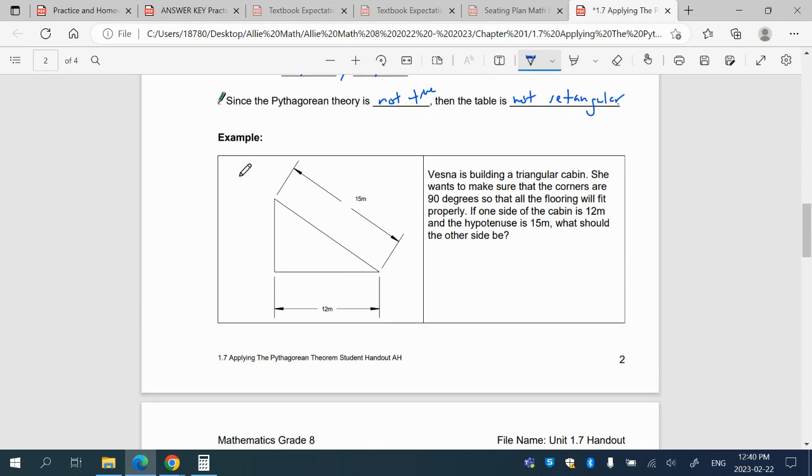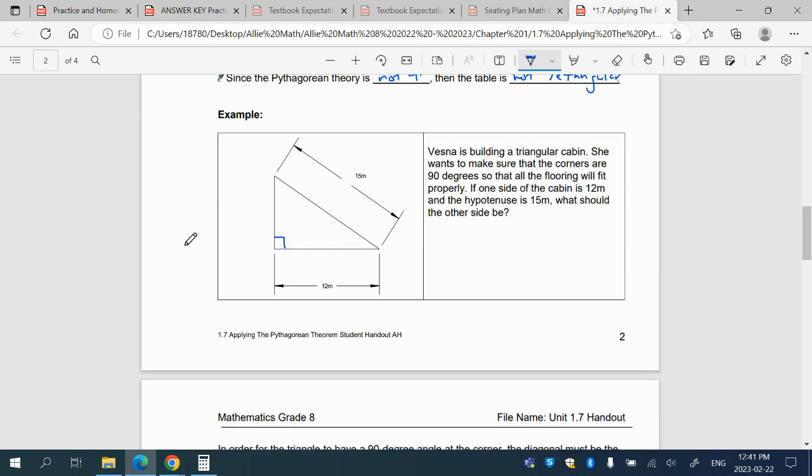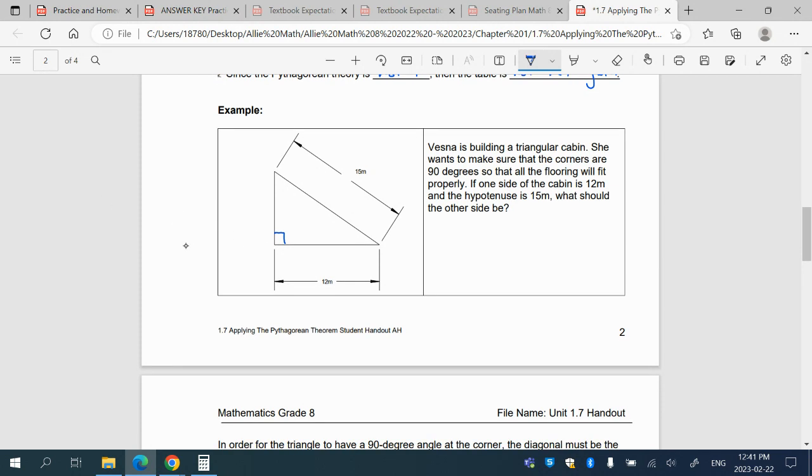Next example, Vesna is building a triangular cabin. She wants to make sure that the corners are 90 degrees so that all the flooring will fit properly. If one side of the cabin is 12 meters long and the hypotenuse is 15 meters long, what should the other side be? So she wants it to have a square corner right here so that the flooring will fit. Even though she has this part right here, which is going to give her some trouble, and this angle right here, and this angle right here, who am I to say? Let's just figure out how long she needs this length to be to make a 90-degree angle here.